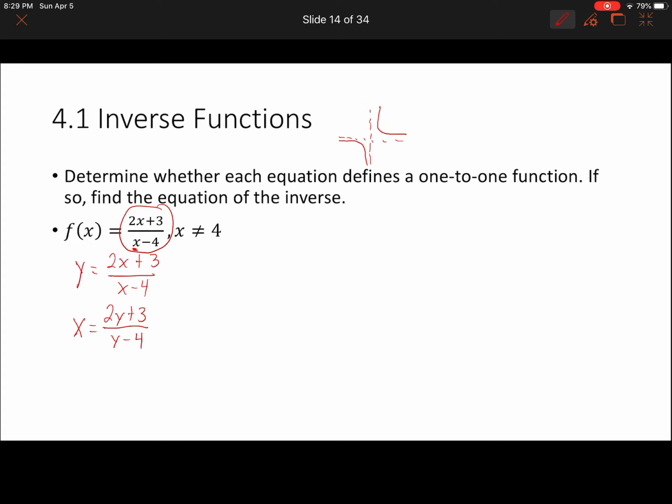Now, you may look at that and say, oh, I don't know how to get y by itself. Well, the first thing we've got to do is get rid of the fraction. And so we can multiply both sides by y minus 4. And when we do, the y minus 4 on the bottom and the one we multiply by are going to cancel each other out. We can also distribute this x and have xy minus 4x, and that's equal to 2y plus 3. Now let me rewrite all that over here.